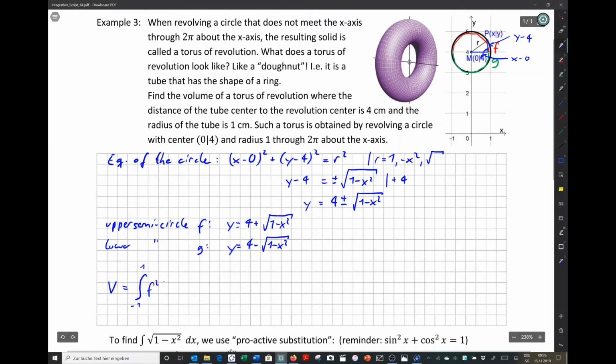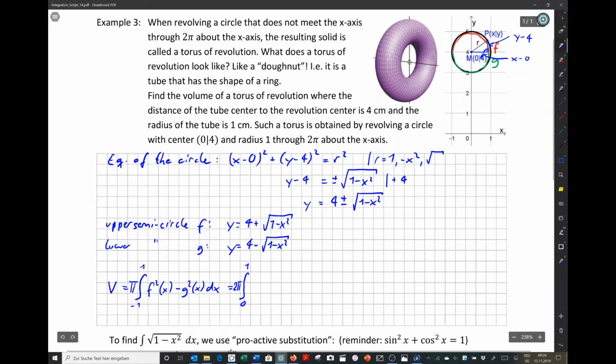And the volume of the torus is now the integral from minus 1 to 1 of f squared of x minus g squared of x dx, and the whole thing times pi. We can rewrite that as the integral from 0 to 1 only, using here 2 pi, so doubling the volume, since we're then integrating only this part, which is just half of integrating the whole part.